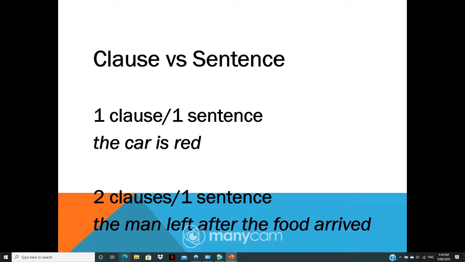So let's just have a refresher on the difference between a clause and a sentence. A clause, like the car is red, is also a sentence, but you can have a complex sentence with two or more clauses. The man left after the food arrived. So you have the man left, you have the food arrived, and the two are joined together. Two clauses in one sentence.